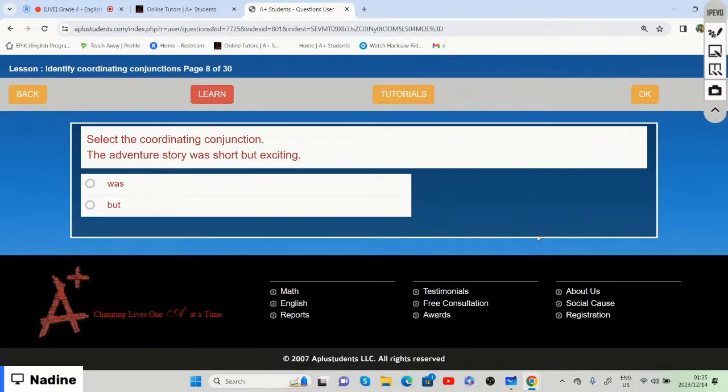Now we need to select the coordinating conjunction. The adventure story was short but exciting. So we can say the adventure story was short but exciting.